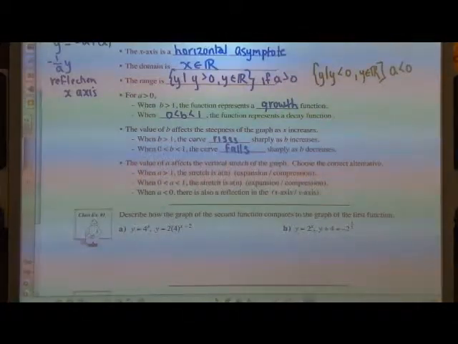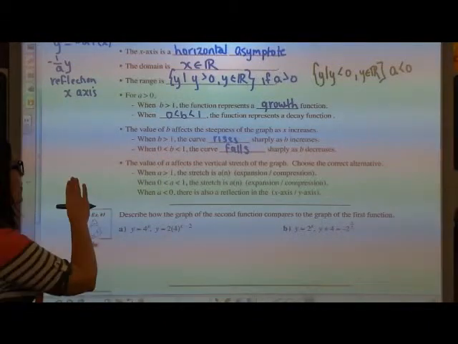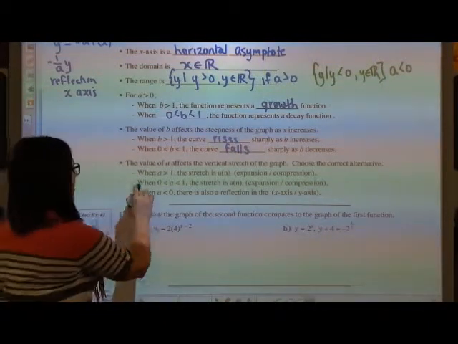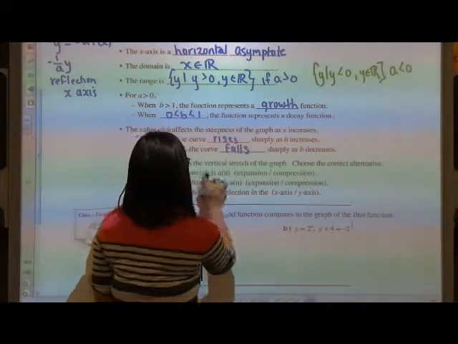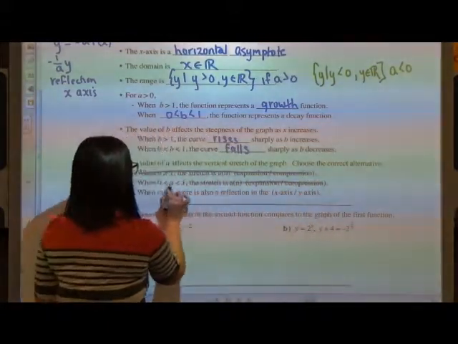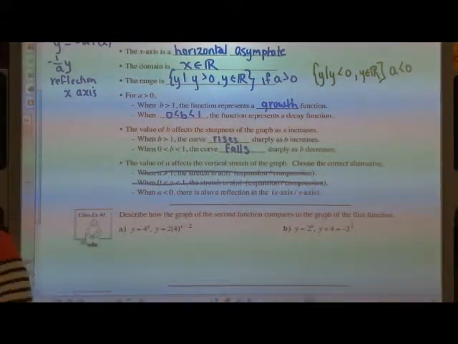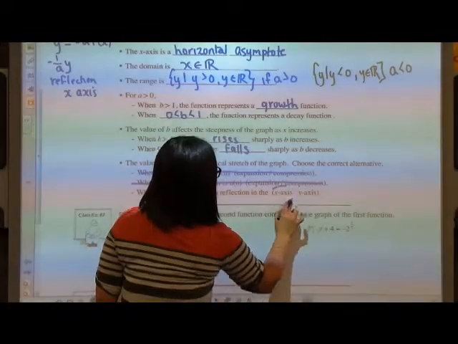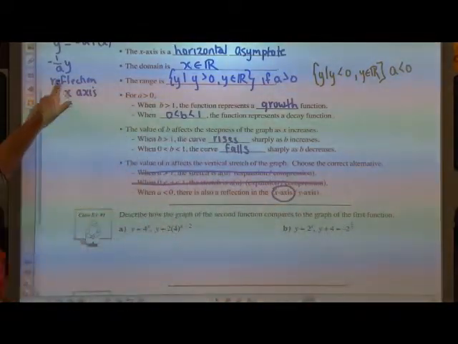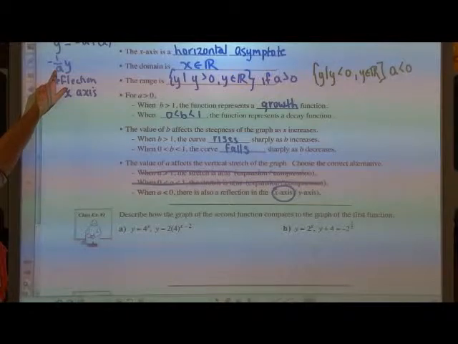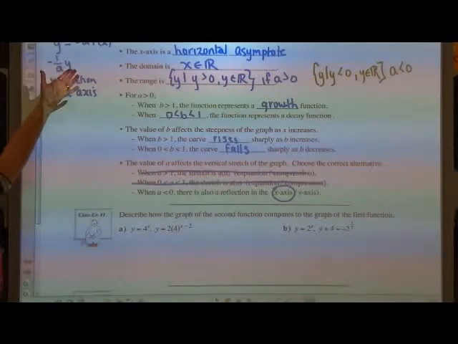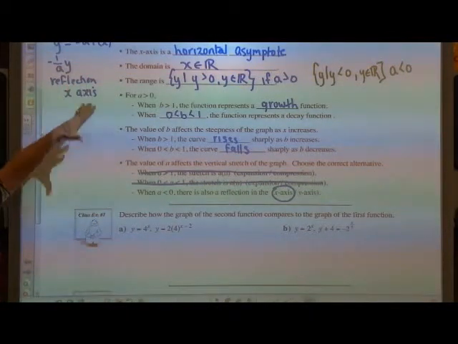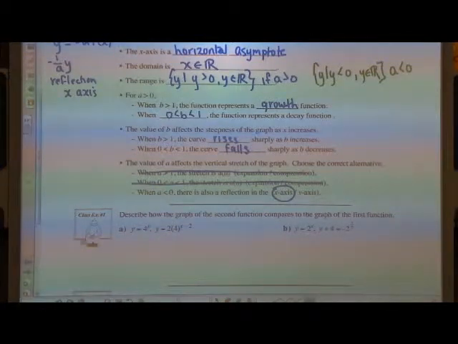The value of a affects the vertical stretch of the graph. We don't worry about the idea of expansion or compression, so we're not going to actually look at these two values. But we are going to note that when the value of a is less than 0, I have a reflection in the x-axis because that a value is with the y. So it's replacing the y coordinates, which is what causes it to reflect in the x-axis.